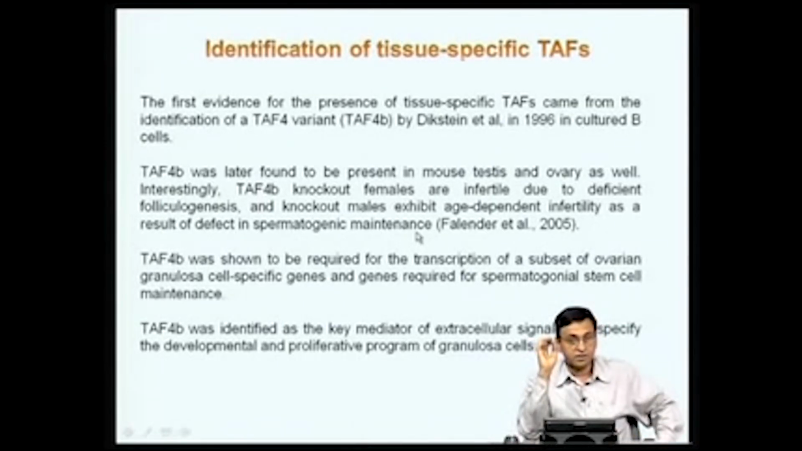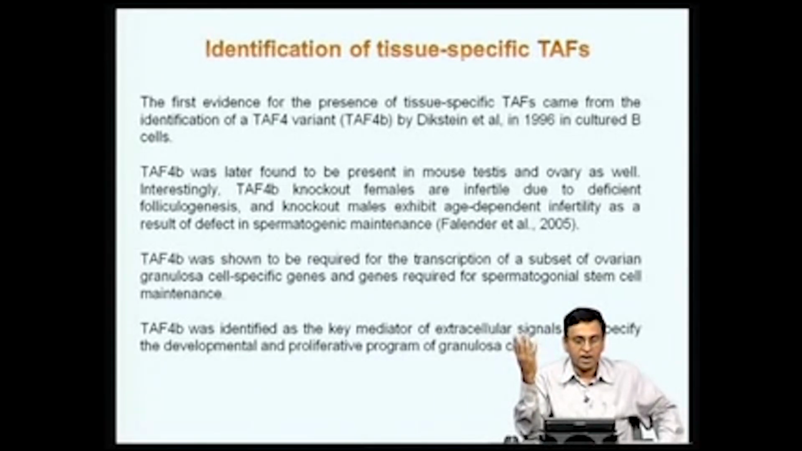So, this is very interesting. I wanted to pay attention to this. For the first time, people have realized that there are certain TAFs which are expressed in a cell and tissue specific manner. For example, there is a particular TAF called TAF4B which is expressed in ovarian tissues and the testis, and if you knock out this particular gene in mice, then certain gonadal functions are affected, very clearly indicating that this particular TAF may be important in a set of genes which are involved in spermatogenesis and oogenesis.